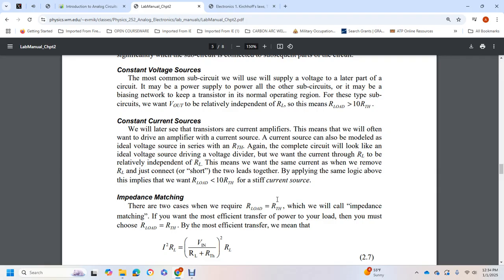This means we want the same current if we remove the input impedance and just connect the two leads together with a short. Applying the same logic as above, the load resistance should be less than one tenth of the Thevenin resistance for a stiff current source. Load resistance greater than 10 times the Thevenin resistance does not make a stiff current source.